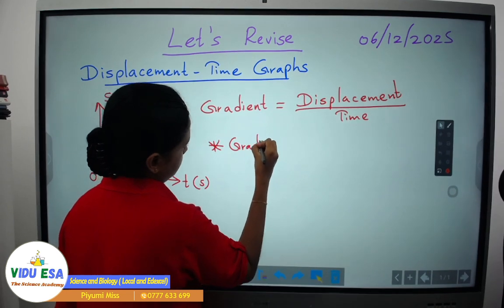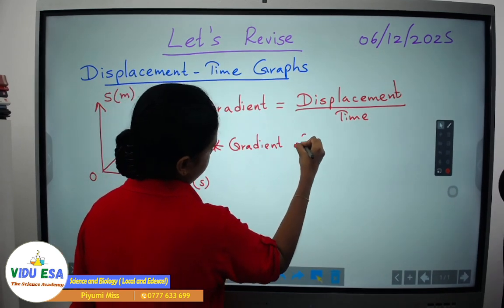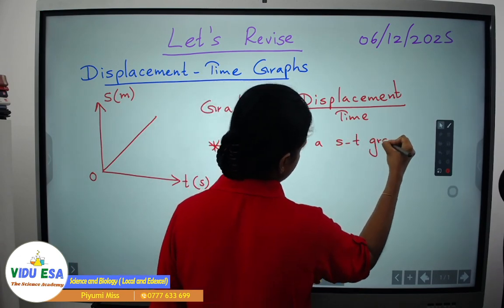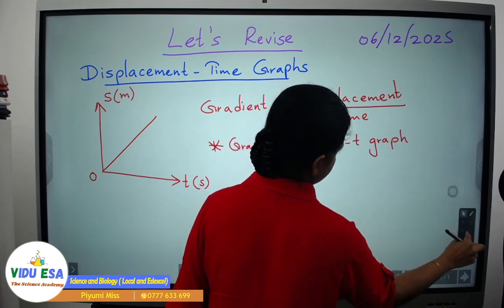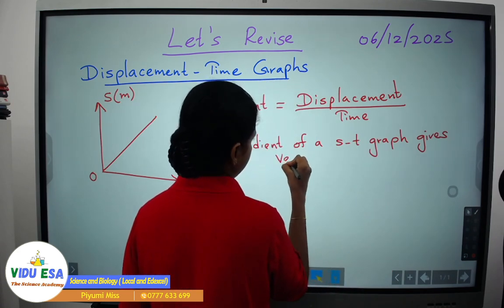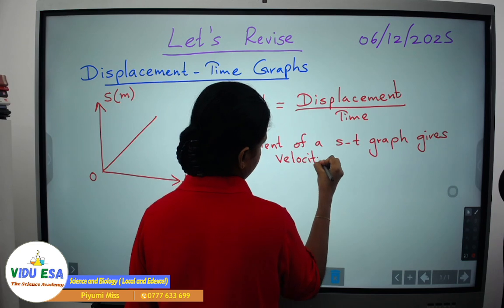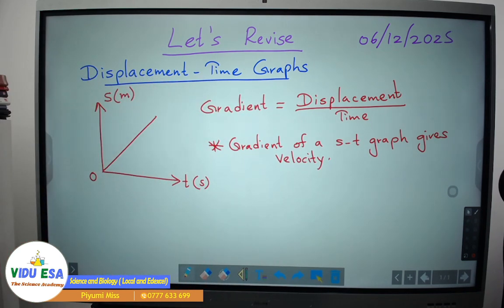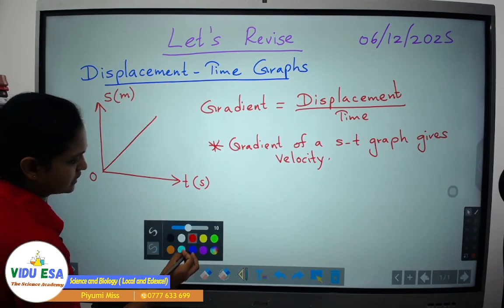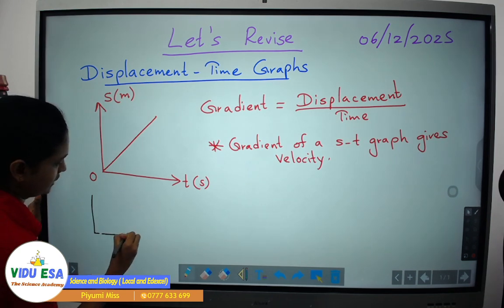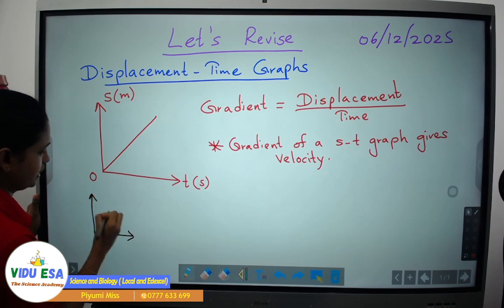Gradient of a displacement time graph gives velocity, right? That is the first thing we have to remember. Then we will consider different shapes of the graphs, right? So what are indicated by these different shapes of displacement time graphs?